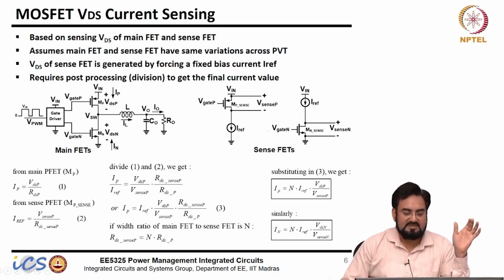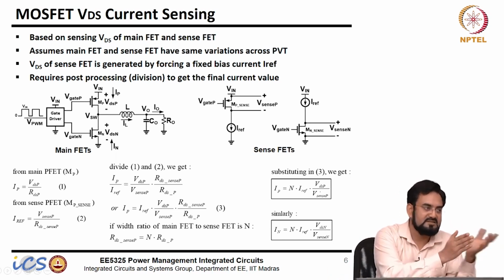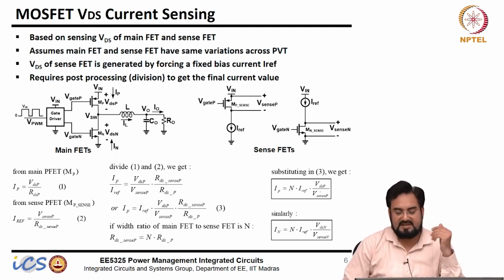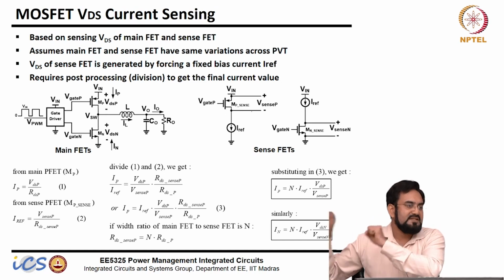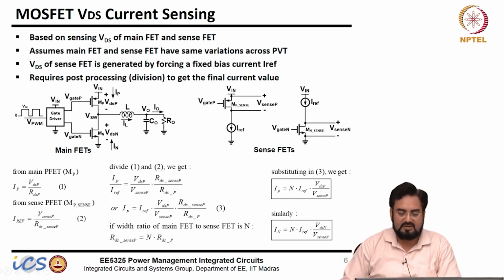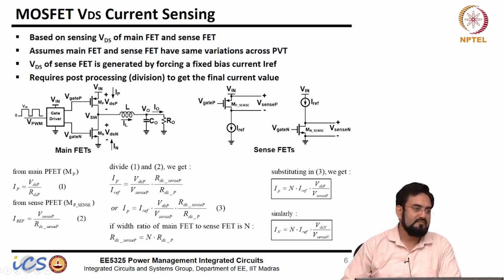It's not that straightforward. You cannot divide these two voltages in analog. It's not that simple, so most of the time it's done digitally. You take this voltage and this voltage and have an ADC. From the ADC you generate these two codes, divide the codes, and then multiply by n and IREF, and you will get the load current right away.